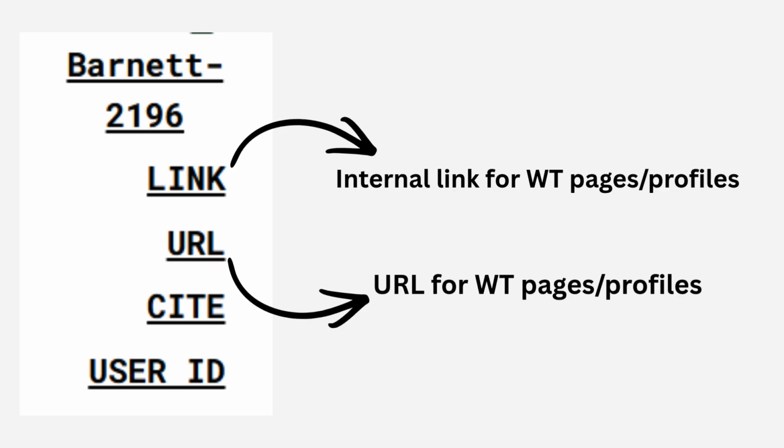I think a lot of people get confused on the terminology of link and URL. When your internal WikiTree pages, space pages, profiles, you use link. But when it's external, you use URL. And G2G is an external web page.